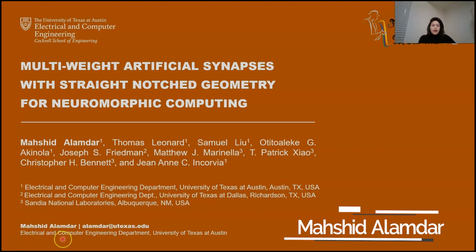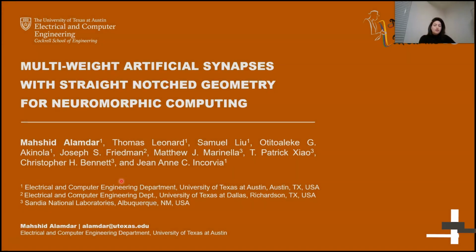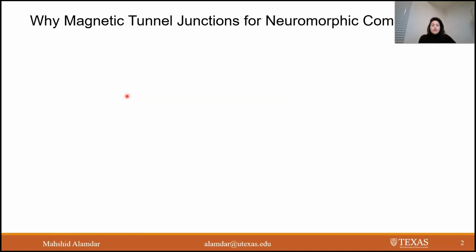Hello everyone, I'm Mahshid Alamdar from University of Texas at Austin, and today I want to talk about multivariate artificial synapse with straight notched geometry for neuromorphic computing. So let's start with why magnetic tunnel junctions.